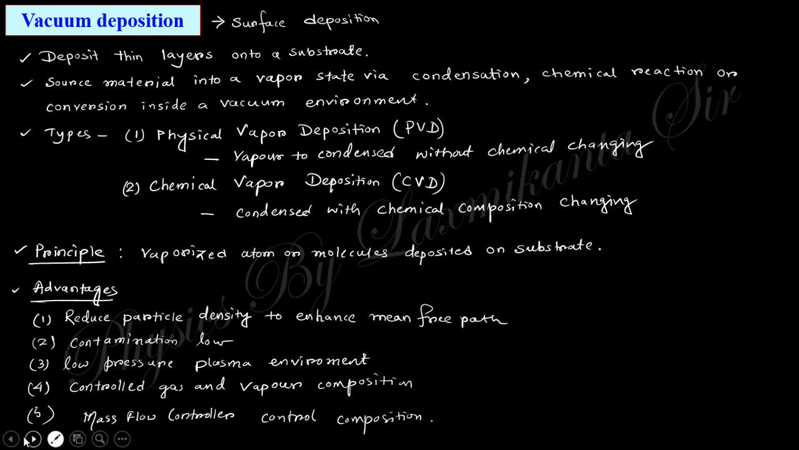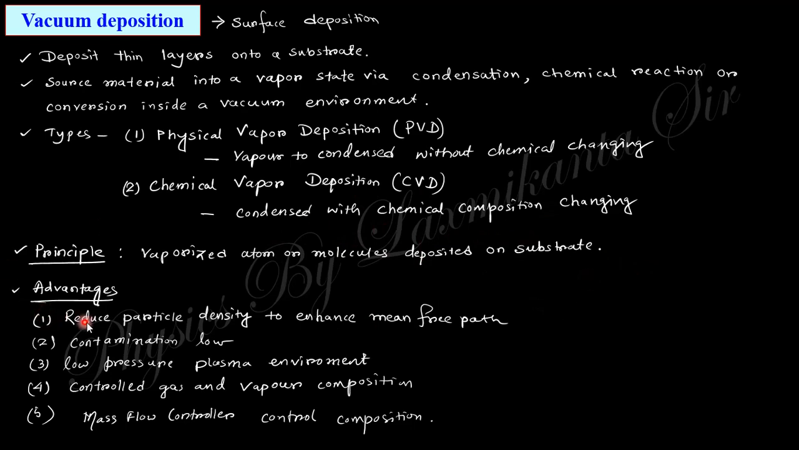In physical vapor deposition, the vapor is controlled without chemical changing. That means the composition of the material does not change in physical vapor deposition. But in chemical vapor deposition, the chemical composition of the material can be changed. The principle is the vaporization of atoms or molecules and deposition on the substrate.